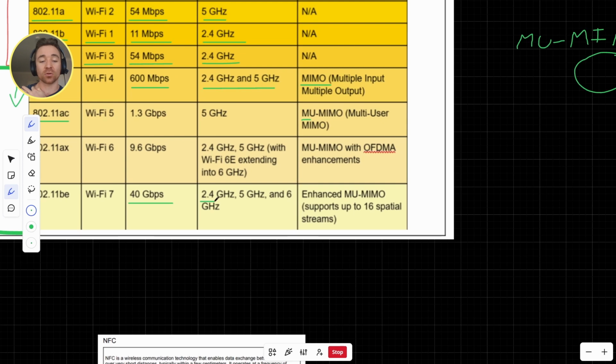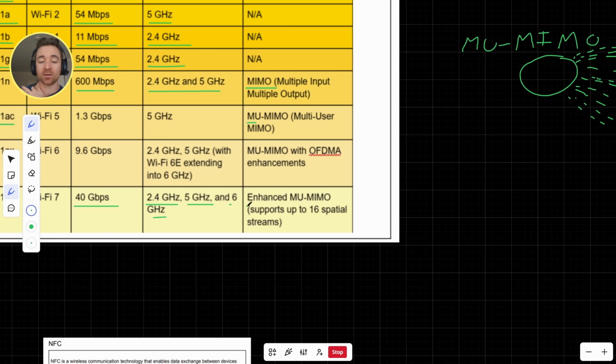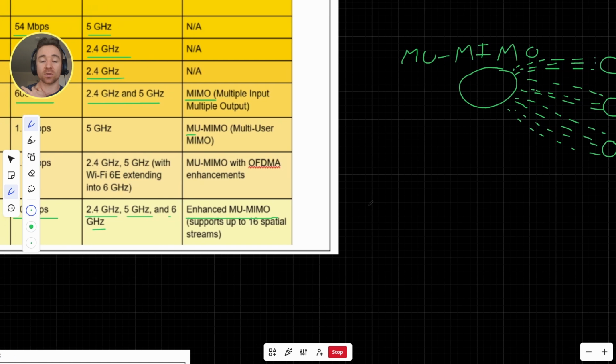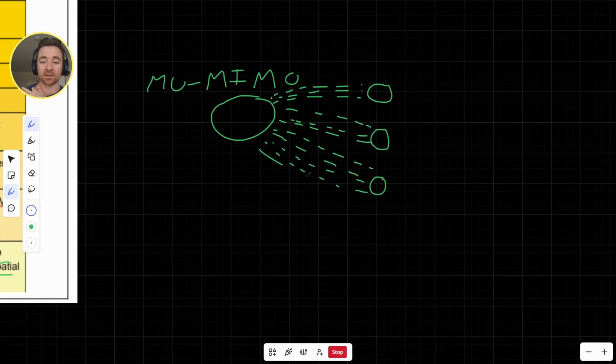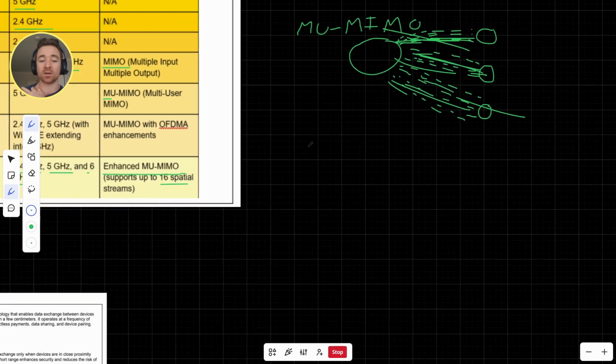It can operate on 2.4 gigahertz, 5 gigahertz, and 6 gigahertz frequency, and it uses enhanced multiple user, multiple in, multiple out technology, which essentially means you've got 16 streams, right? So that's turning this into just superpower, right? You've got 16 streams for multiple users, okay?